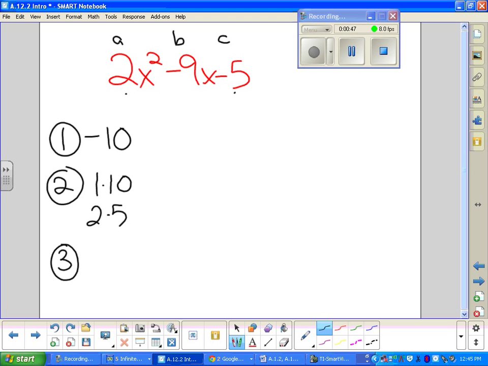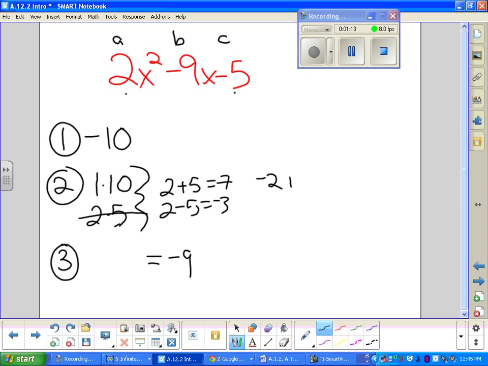Step number 3 is you have to figure out which of these two sets of numbers will add up to negative 9, and you have to figure out what the plus and the minus signs are, the positives and negatives. So something has to equal negative 9. It can't be 2 and 5. No matter how you add 2 and 5, you will never get negative 9. You get lots of numbers, but you never get negative 9. So it can't be 2 and 5.